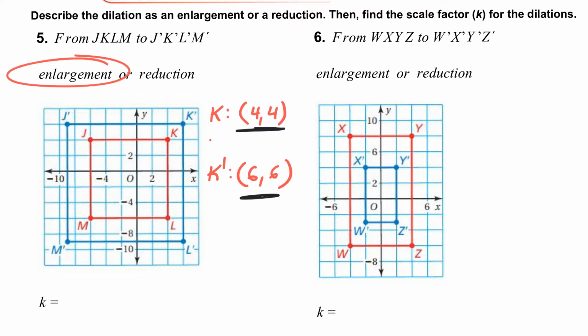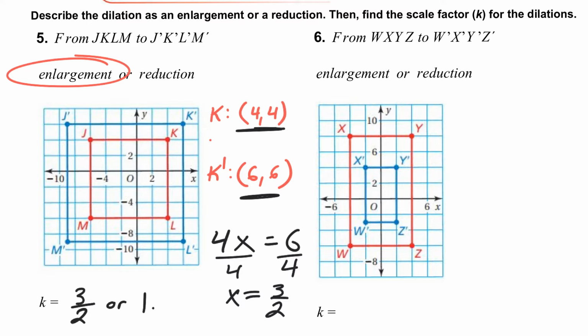Or if you're not sure, you can set up an equation. We know how to set up an equation, right? 4 times what number is equal to 6? If we don't know the number, we use a variable. If we solve that for x, we get x is equal to 6/4, which is equal to 3/2, which is equal to 1.5. So our scale factor here is 3/2 or 1.5. Either of those will do.